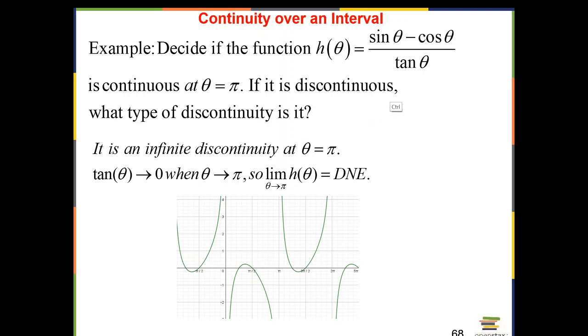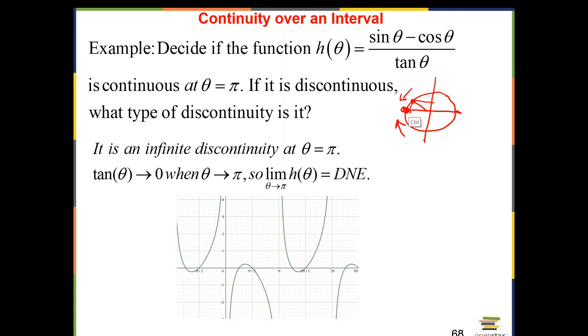So now, what is the limit of this? Well, if you go to the left of pi, these are angles smaller than pi, and these are angles bigger than pi. So if you approach this way, before pi, sine is positive and cosine is negative, right? So that makes tangent negative, right?